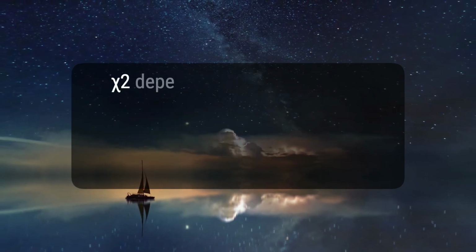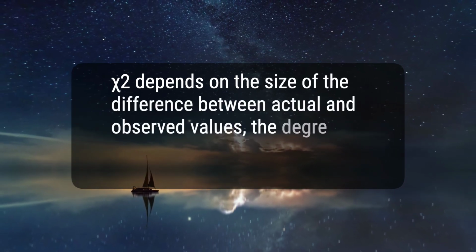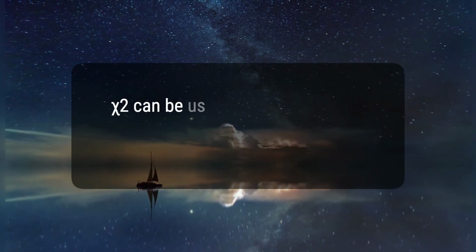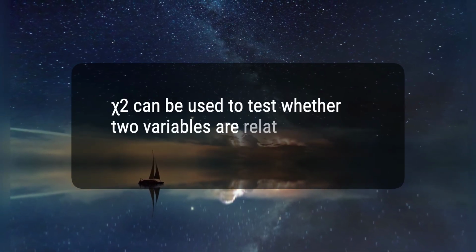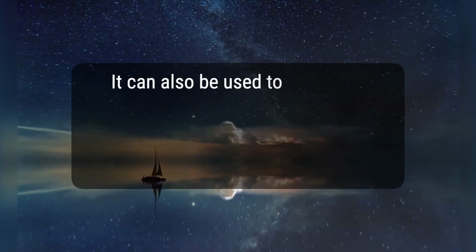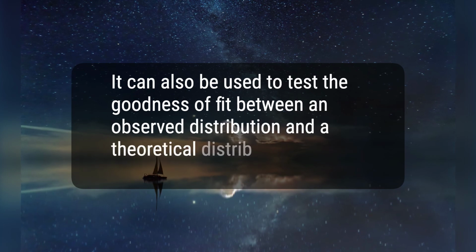3. Chi-2 depends on the size of the difference between actual and observed values, the degrees of freedom, and the sample size. 4. Chi-2 can be used to test whether two variables are related or independent from each other. 5. It can also be used to test the goodness of fit between an observed distribution and a theoretical distribution of frequencies.